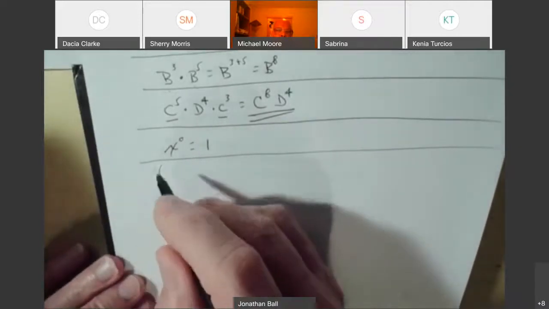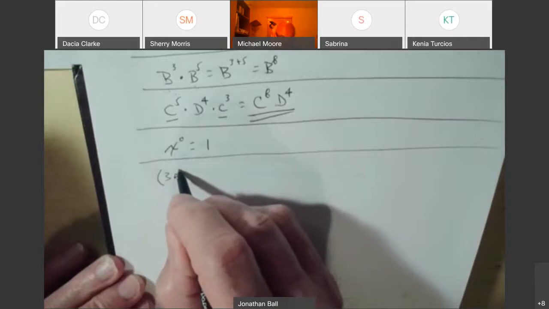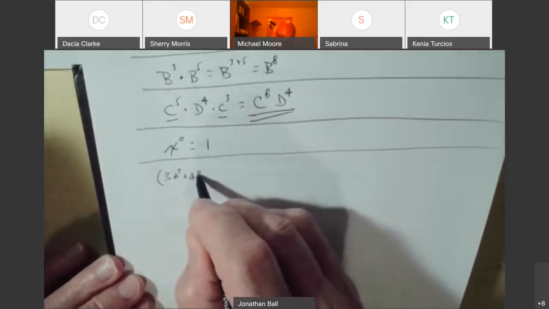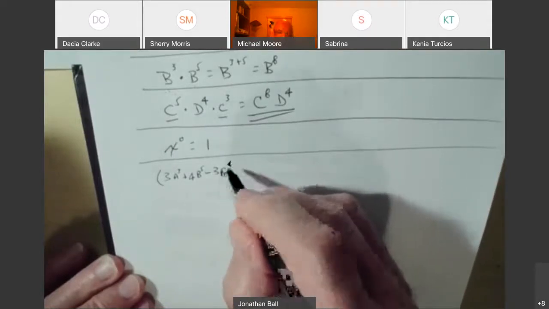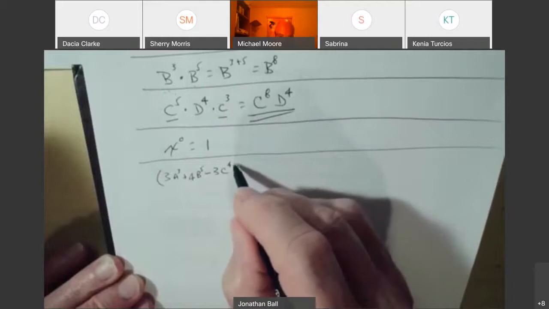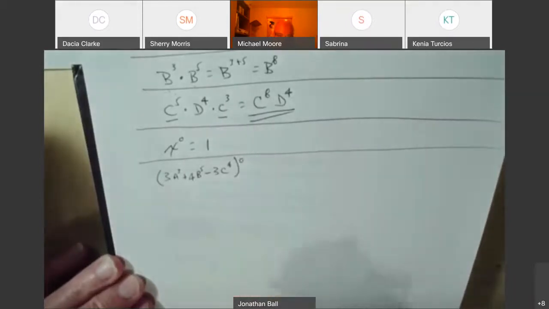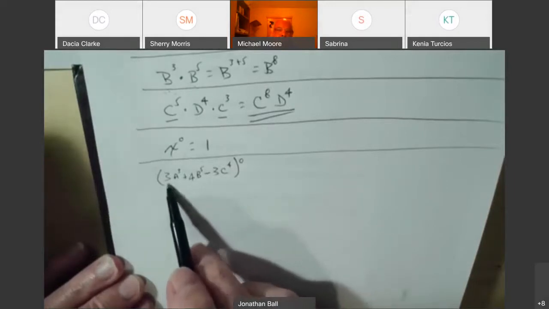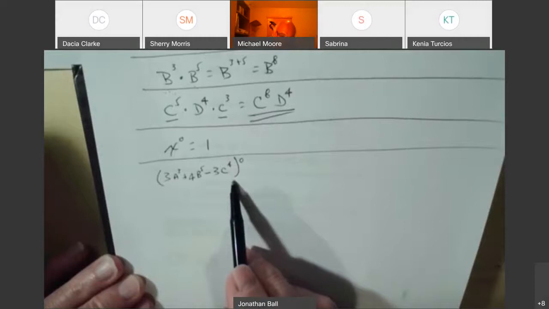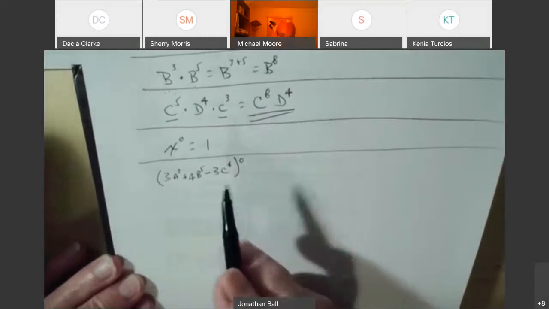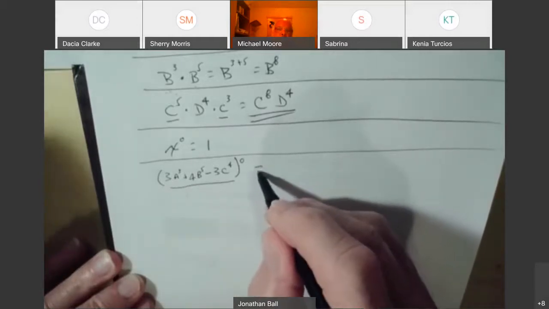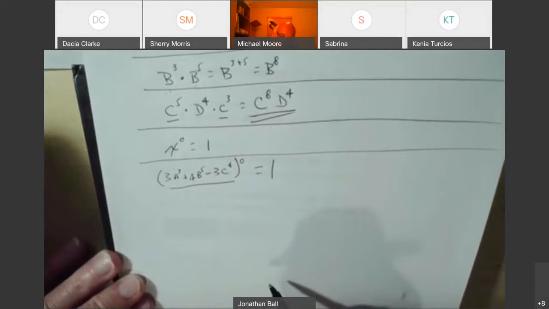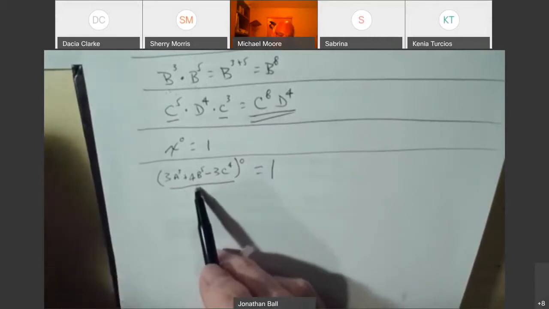If you have (3a cubed + 4b to the 5th − 3c to the 4th, blah, blah, blah, blah, blah), all raised to the 0 power. Now remember, what do the parentheses do? Makes this one number. So all of this raised to the 0 power is 1.